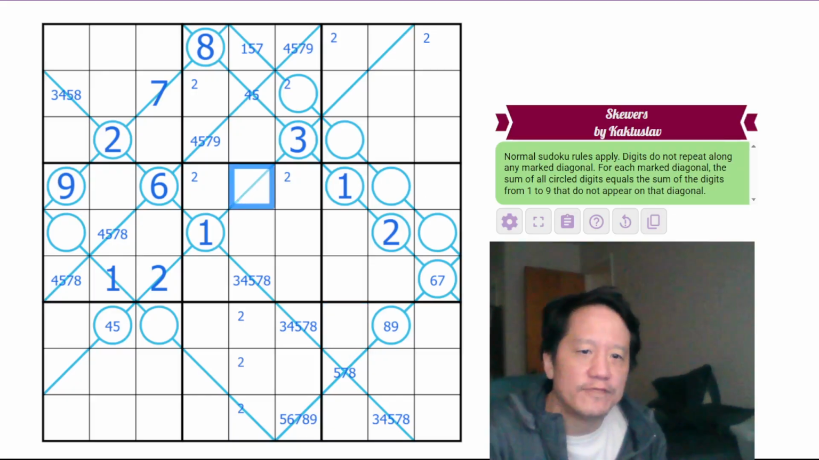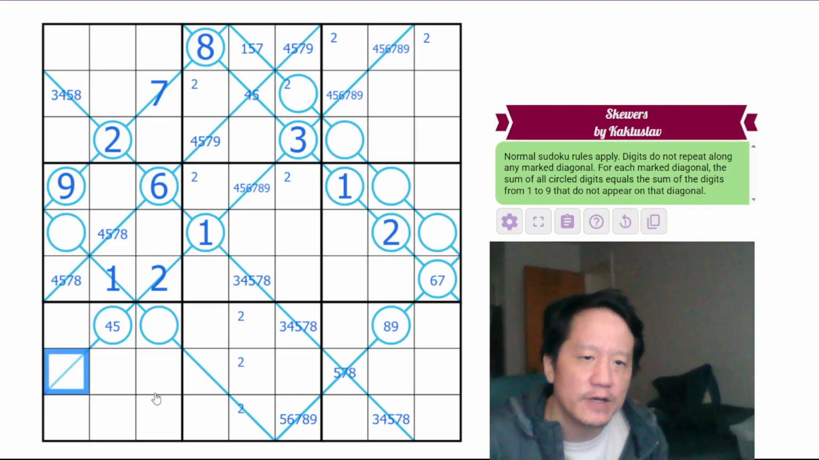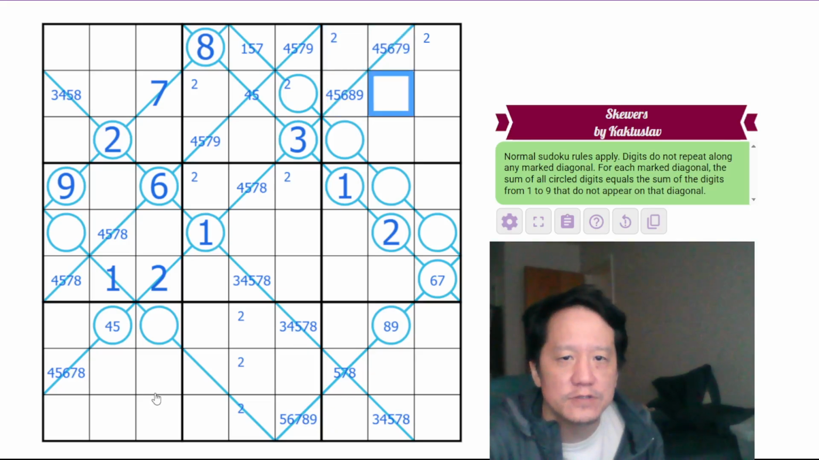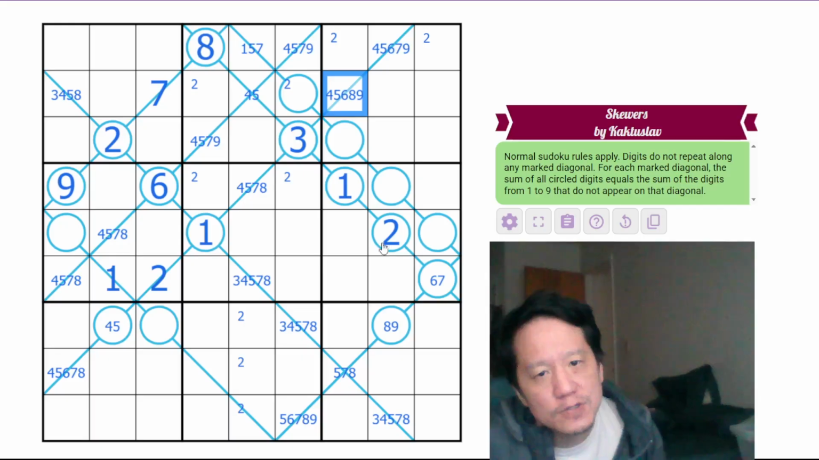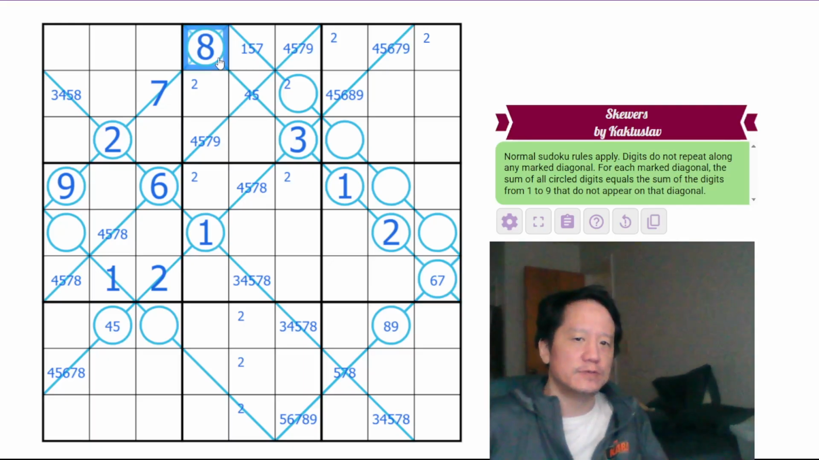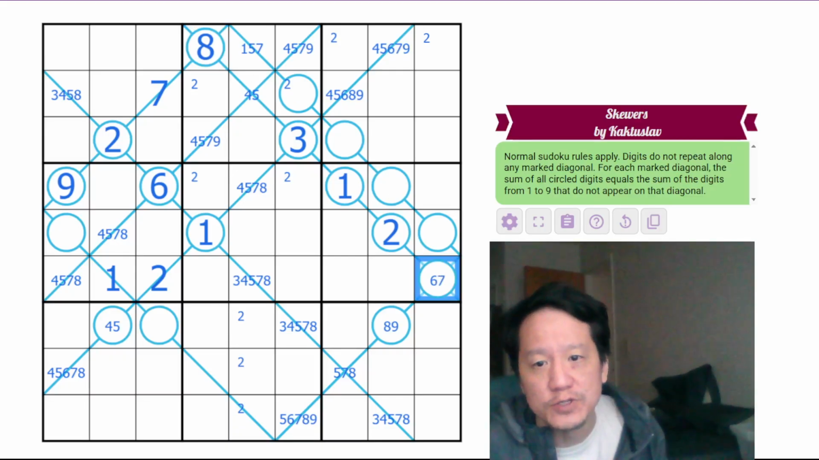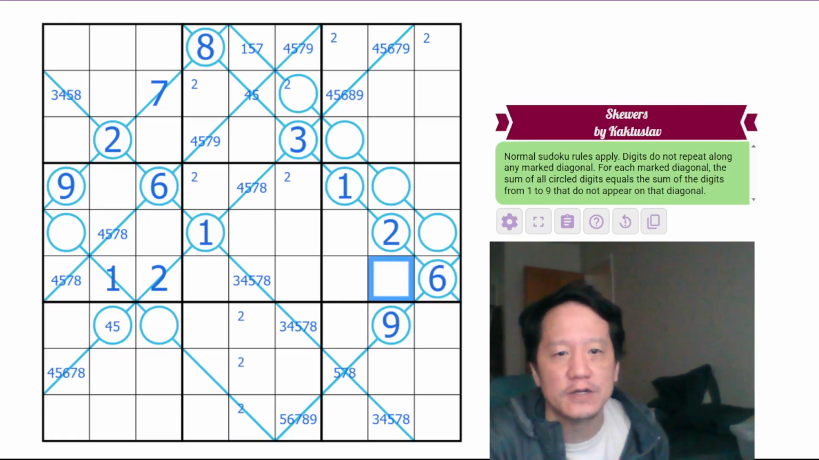Remaining digits on this line are 4 through 9, 4 through 9, 4 through 9, and 4 through 9. This can't be 9. This can't be 6 or 9 because of 6 or 9 in the rows or columns. No 7, no 8. Okay. So can you have 1, 2, 3, 7, 8? Is that possible? 6 plus 7 plus 8 is 21. That would leave you at maximum off the line 5, 6, and 9, which is 20. So the answer is no. So this must be 6 here and 9 here.